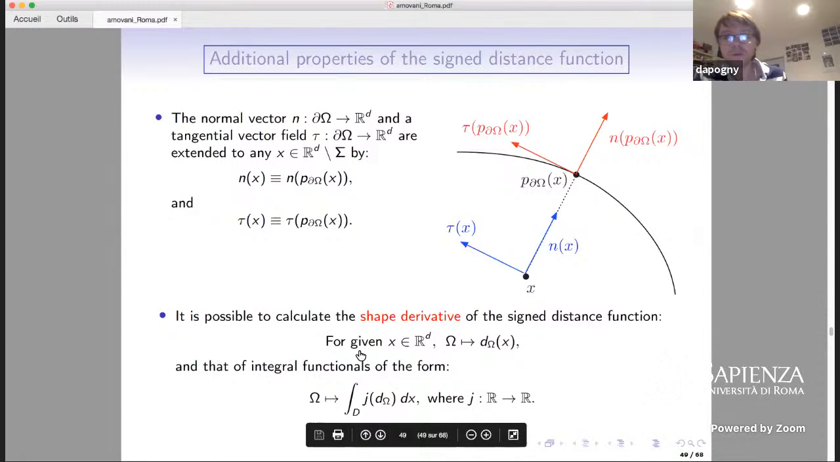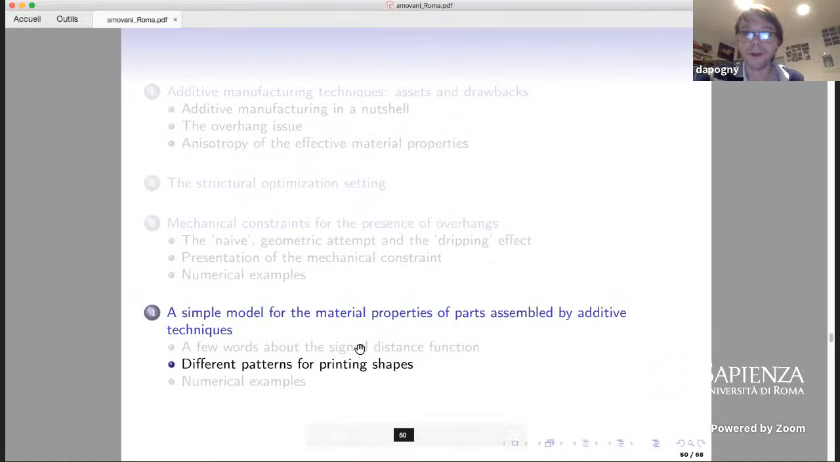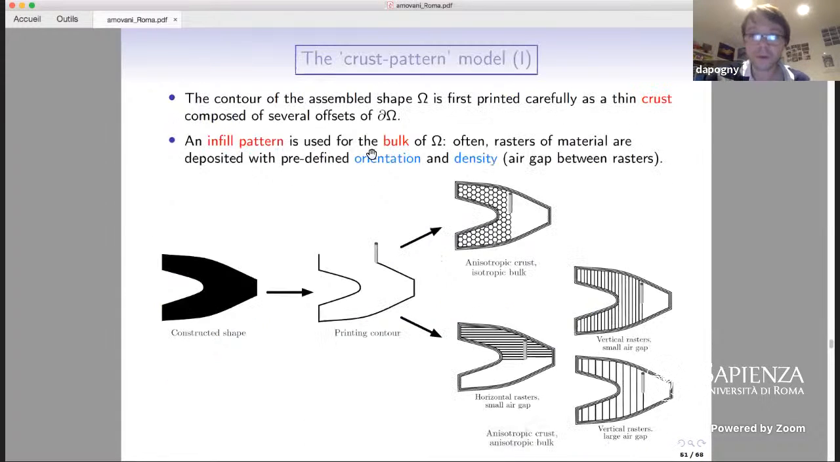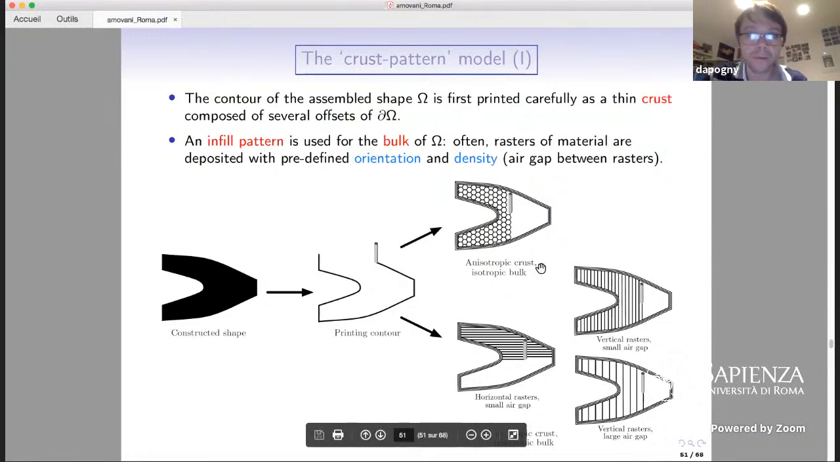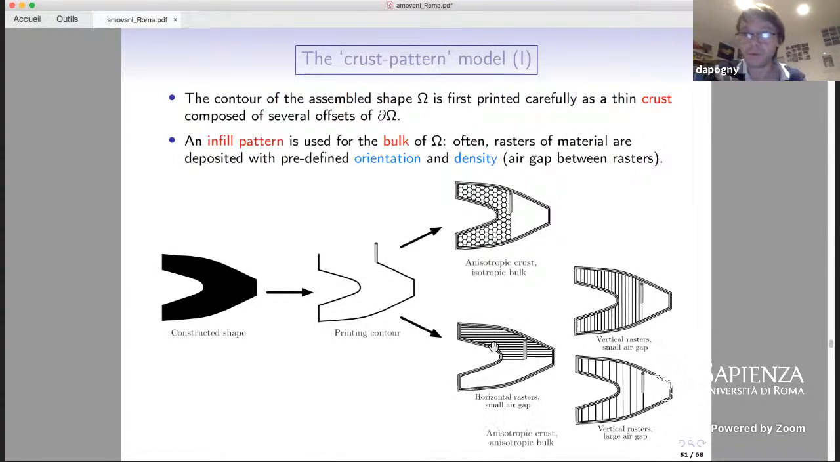All right, so let's now come to the different models for the printing patterns. The first model that we will consider is the so-called cross-pattern model. According to this model, the 2D layer is constructed by first printing carefully the contour of the layer, and then several offsets of this one, just to carefully follow and fit the contour of the layer. And then the bulk of the shape is filled by an infill with a predefined orientation, meaning this is a horizontal infill, meaning some rasters of material with a predefined orientation and with a predefined density, meaning spacing out between the rasters. So this is the air gap between the rasters that are here.